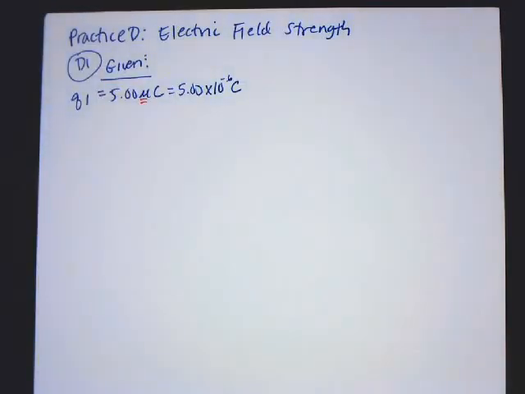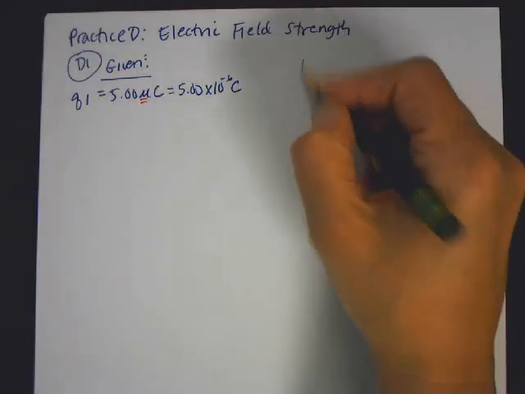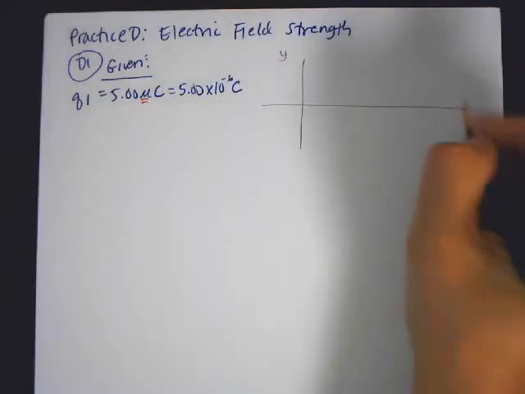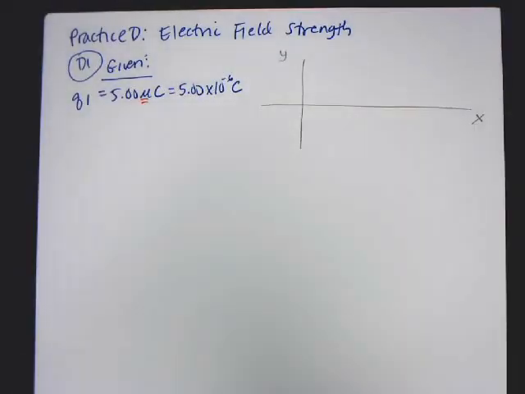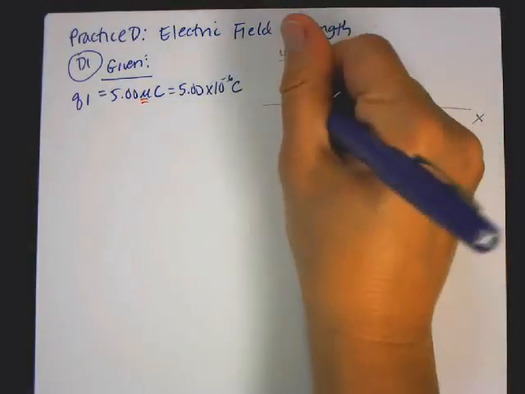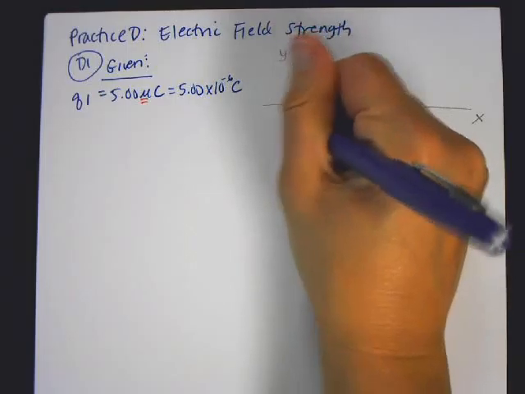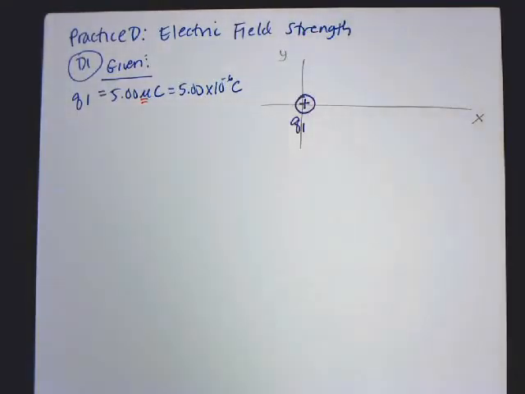Before I even go on, remember we want to chunk problems. So before I go on, telling me that it's at the origin is important, so I'm going to draw myself a picture. This is my Y, this is my X. And Q1 is at the origin. And it's positive, so I'm just putting that there because the sign of the charges is important when I'm looking at the direction of the electric field.